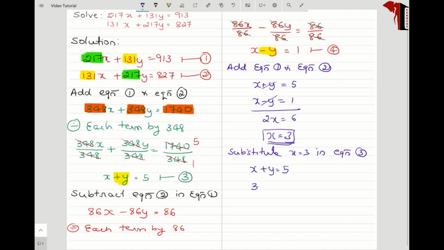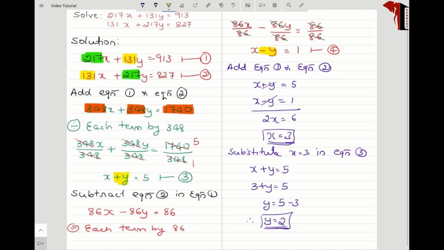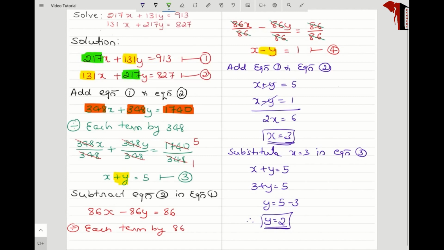That means it is 3 plus y equals 5. So therefore what is y? y equals 5 minus 3. So therefore y equals 2. So by this we got the values of x and y. So what is x? x is nothing but 3, correct, and y is equal to 2.